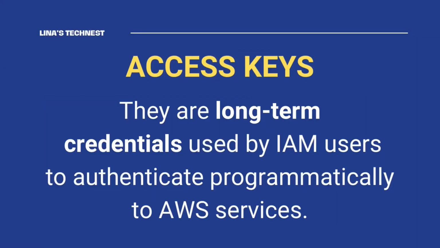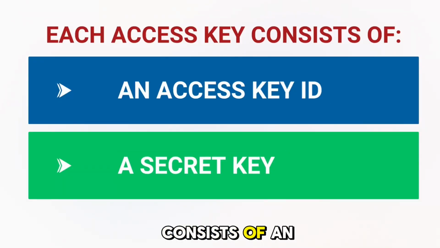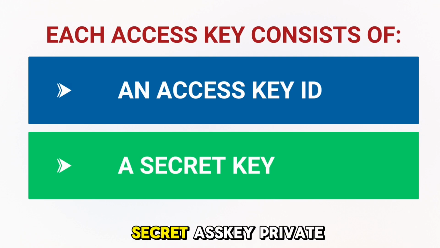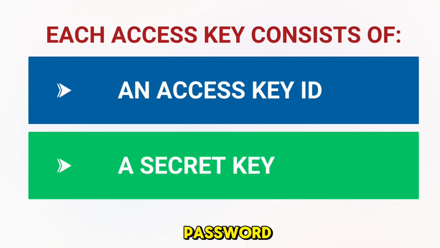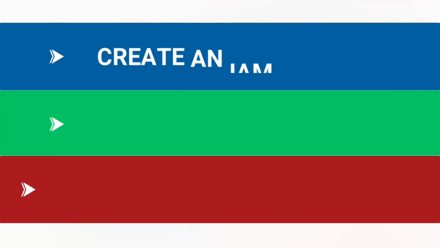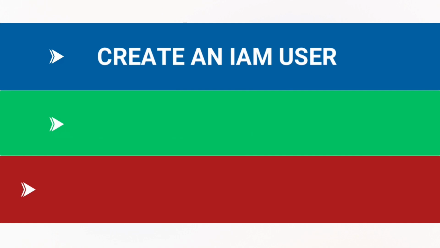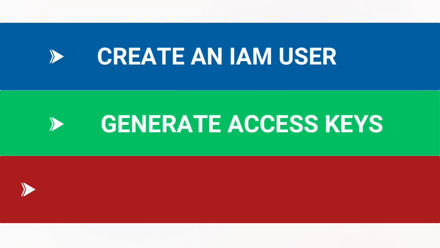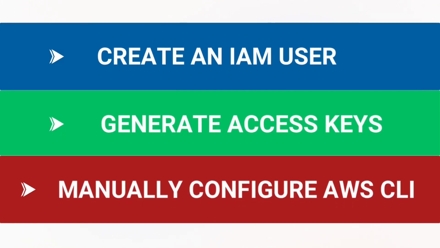What are access keys? Access keys are long-term credentials used by AWS IAM users to authenticate programmatically to AWS services. Each access key consists of an access key ID, which is a public identifier, and a secret access key, which is private, like a password. So when using access keys on an EC2 instance, we typically create an IAM user, generate an access key for the user, and then manually configure the AWS CLI in the instance using the keys.